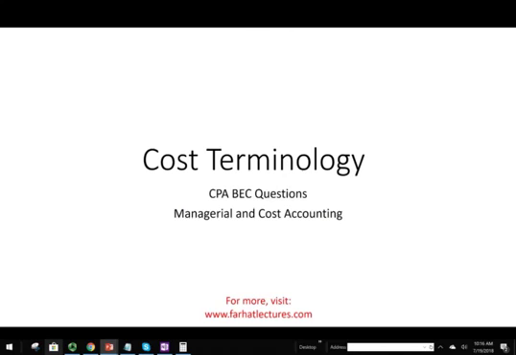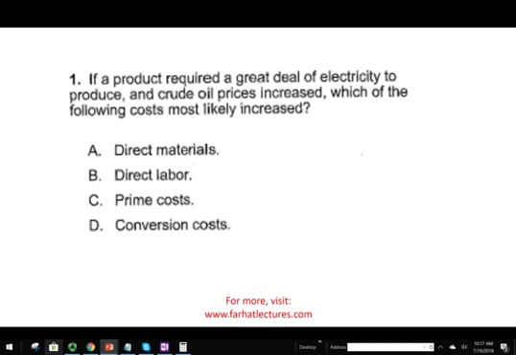This is Professor Farhat. In this session, we will look at CPA questions that are typically covered on the CPA BEC section. Those cost terminology topics will also be covered in your managerial or cost accounting course, which you can learn about at my website, farhatlectures.com. So let's go ahead and get started and answer some of these questions.